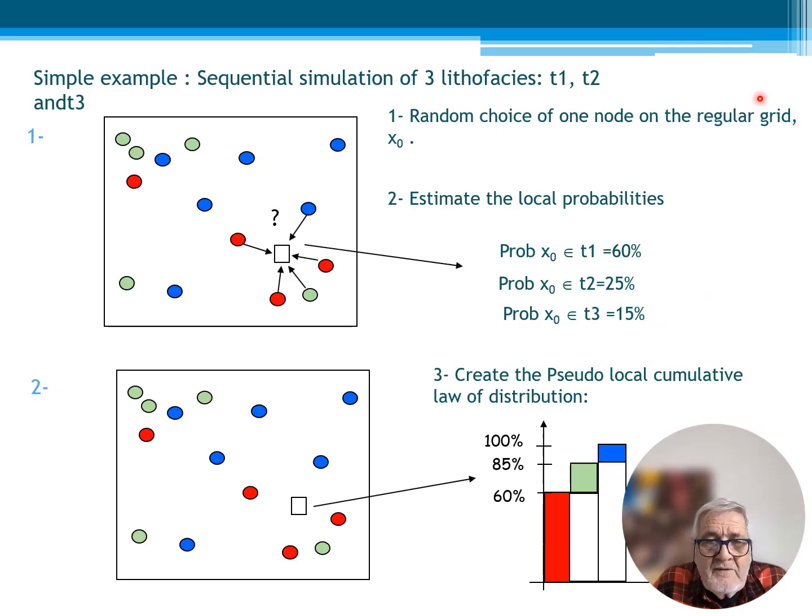Now we are going to see a very simple example. The sequential simulation of categorical variables: three lithofacies, the same ones that you've seen, T1, T2, and T3, represented by three colors here. We choose one location here, and as you have seen, to build the conditional distribution is very simple. It's just to estimate the probability to belong to lithofacies 1, lithofacies 2, and lithofacies 3. This can be made, for example, with the indicator kriging that you have learned for categorical variables. For example, you calculate the probability of T1, the red, is 60%. The probability of T2, green, is 25%, and the other is 15%.